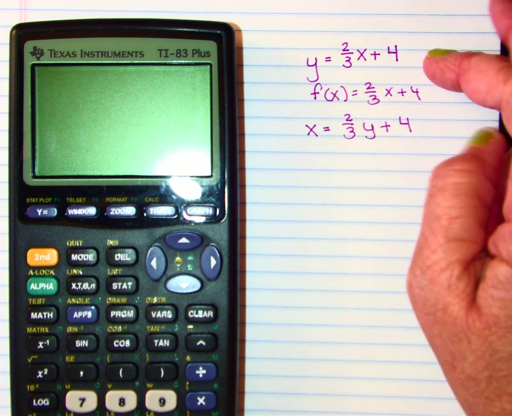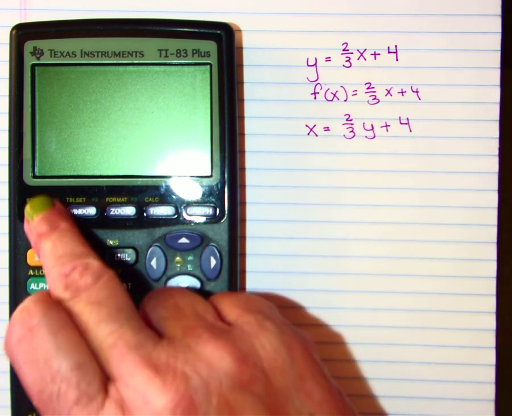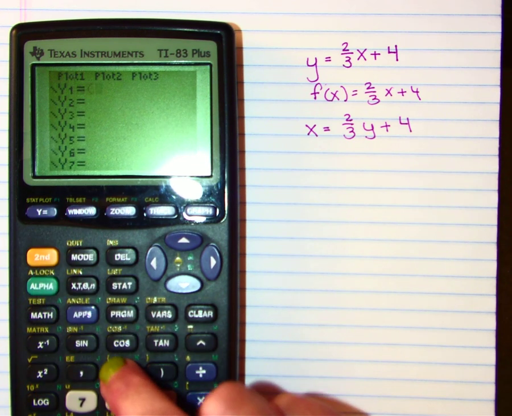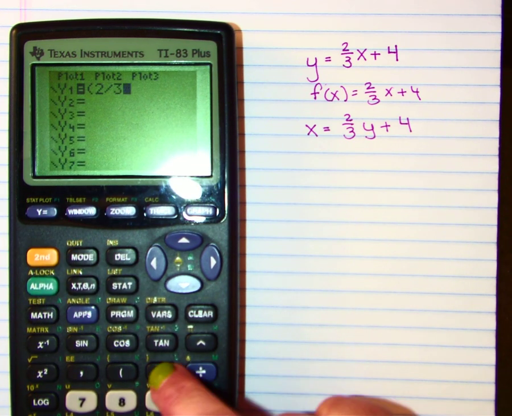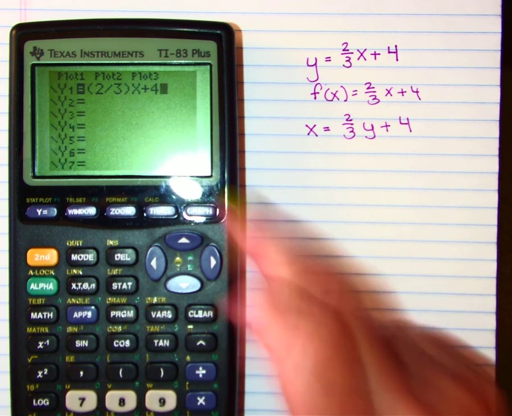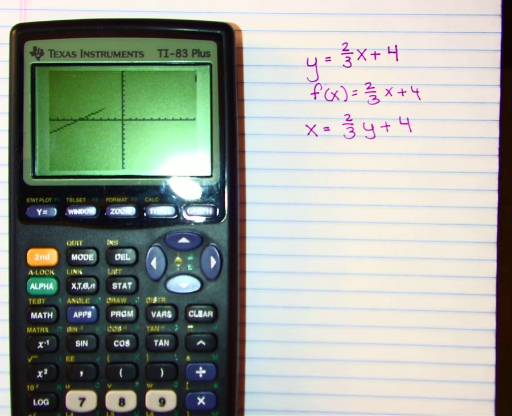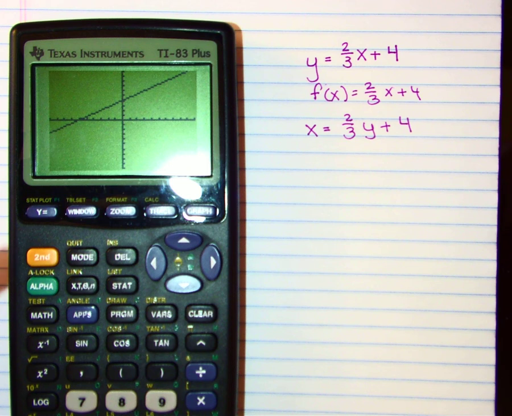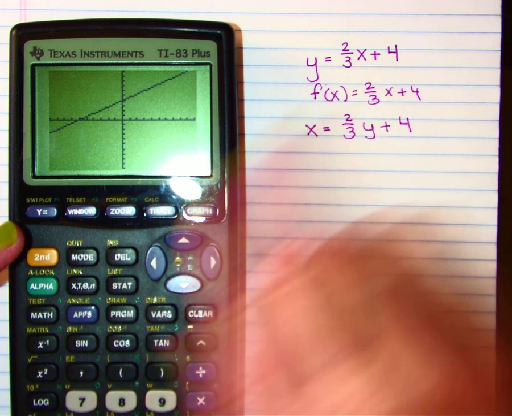If I start with 2/3 x plus 4, on my calculator I can go to y equals, and I can type in parentheses 2 divided by 3, parentheses, x plus 4. That will show me the graph, no problem. I know kind of where the inverse will be. It will be reflected across the line y equals x. But that doesn't really help me come up with the equation that I need.